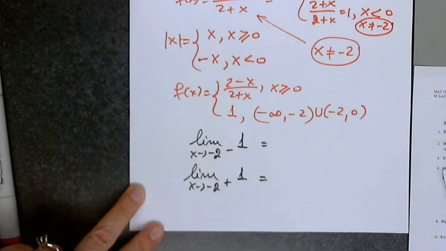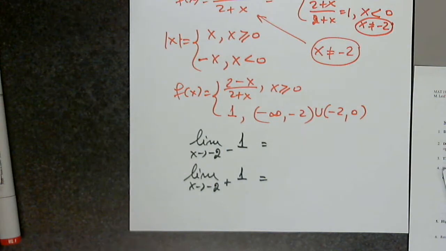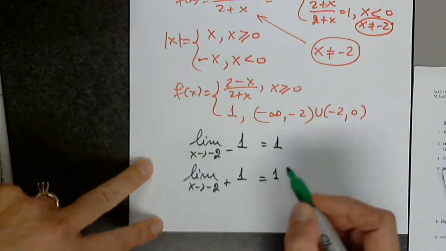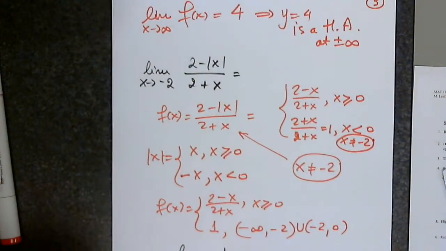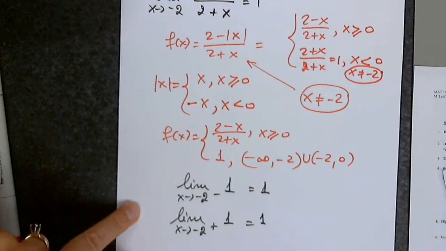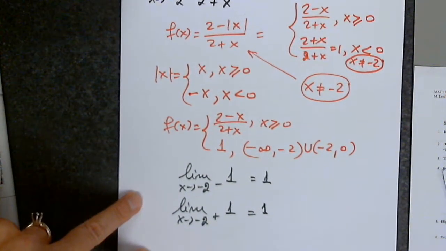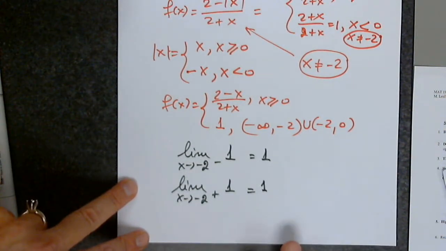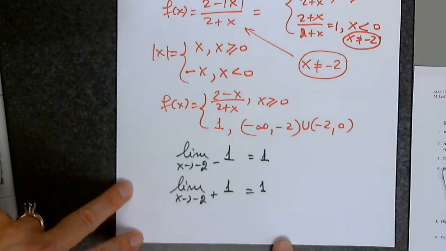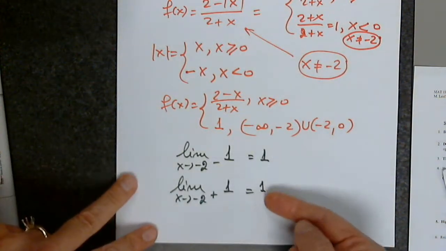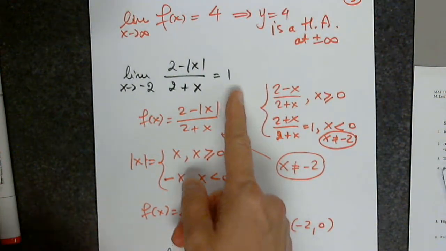So what is the limit of 1 when x approaches whatever you want? 1. So then what is this limit? 1. Any questions? Both sides, left and right, 1. The limit is 1. Okay.